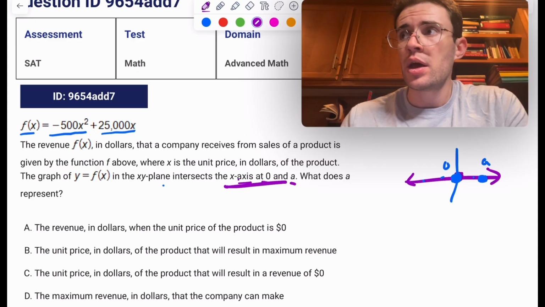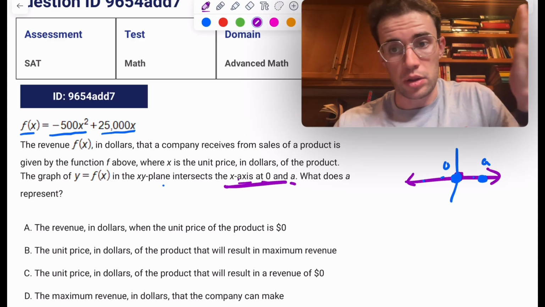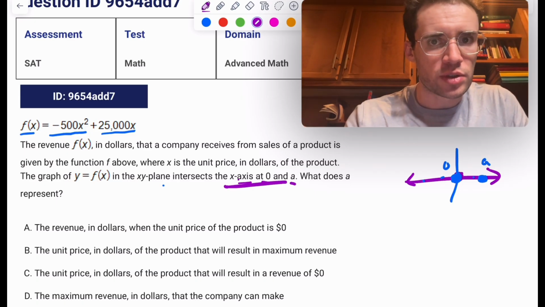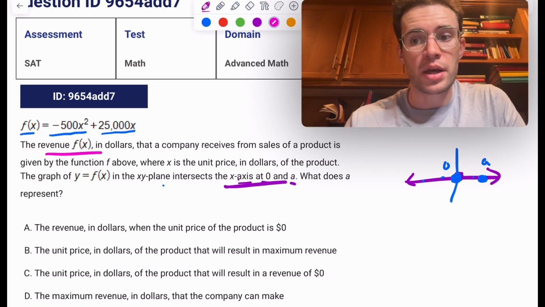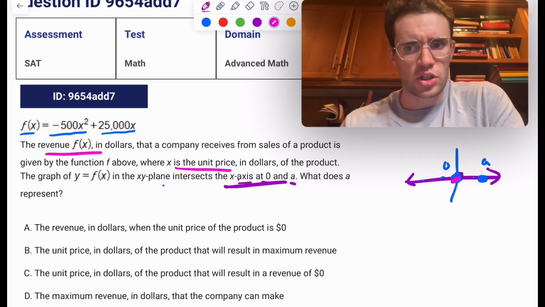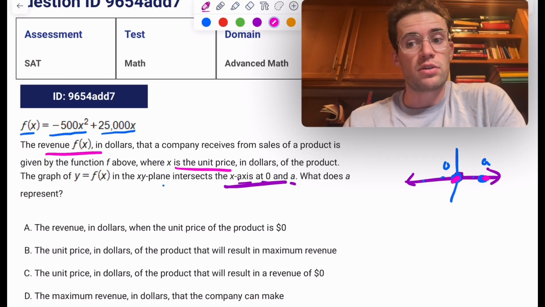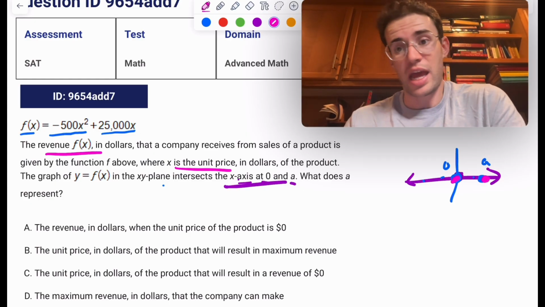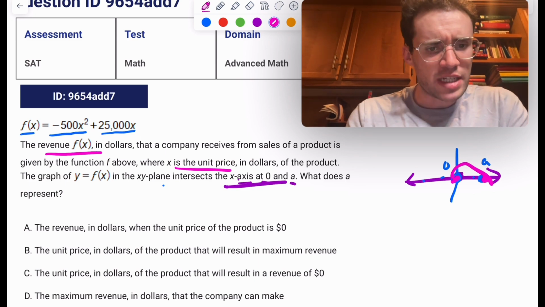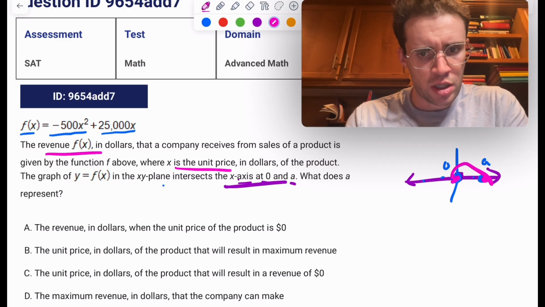It's the other value of x where your output will be 0, right? Where the y value is 0. So f of x is the revenue. So it's when is the revenue equal to 0? At input 0, the revenue is 0. X is the unit price. So if the unit price is 0, then you make 0 revenue. And if you charge enough, then no one will buy it and your revenue is still 0.